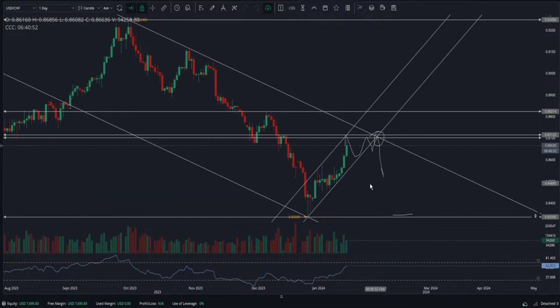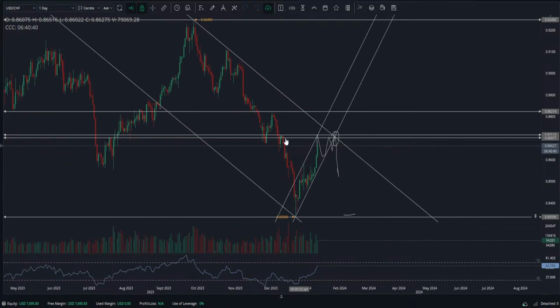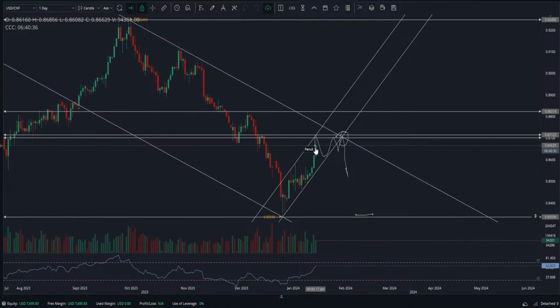US dollar against the Swiss franc, well, the price is making higher highs and higher lows, but I'm expecting the 0.8712 area to be a very strong area of resistance. Although yes, there are very good green candles, this is not a normal area. It looks as if we should start buying this market, but no.